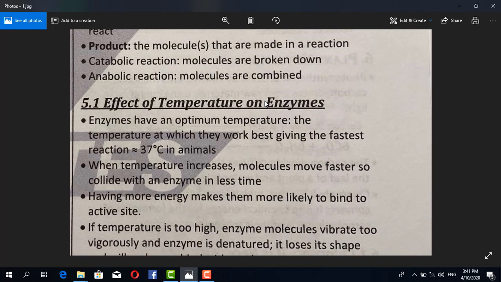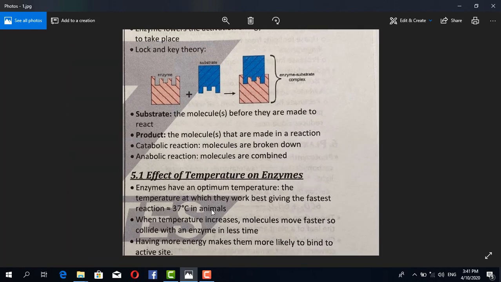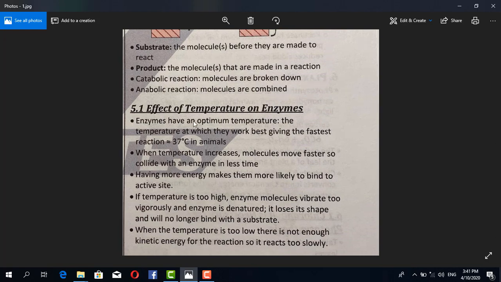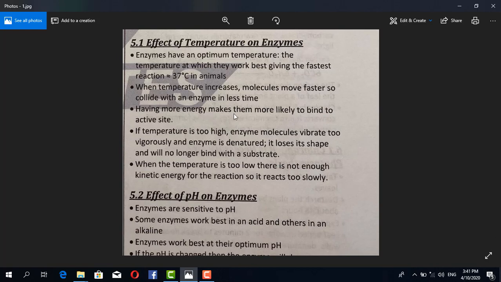So what do I understand from here? I would understand the effect of temperature on enzymes: enzymes have an optimum temperature, the temperature at which they work best and give the fastest reaction, which is almost 37 degrees Celsius. When the temperature increases, the molecules move faster, so they collide with the enzyme in less time. Having more energy makes them more likely to bind to the active site. But if the temperature is too high, the enzyme molecules vibrate too vigorously and the enzyme is denatured. That means it loses its shape and no longer binds with the substrate.